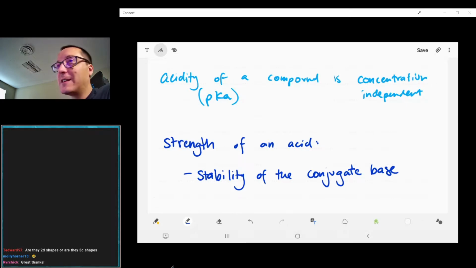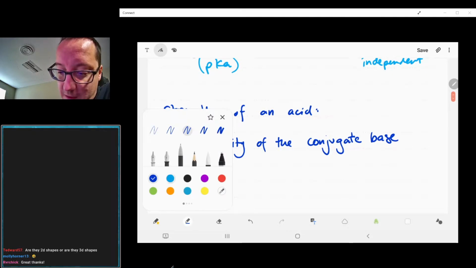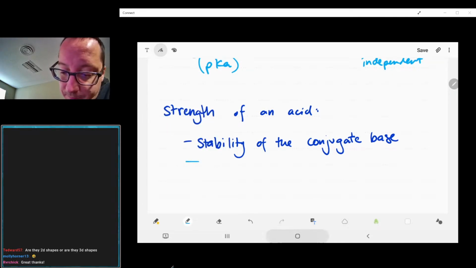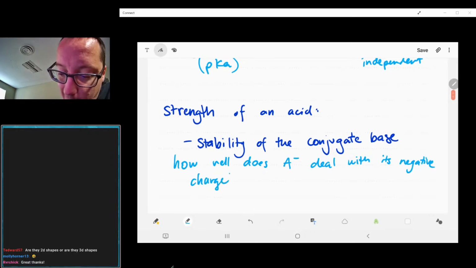We're going to see that it all deals with how well A minus deals with its negative charge. So ones that can really handle that negative charge well will be very stable, and as a result, you're going to have a stronger acid.